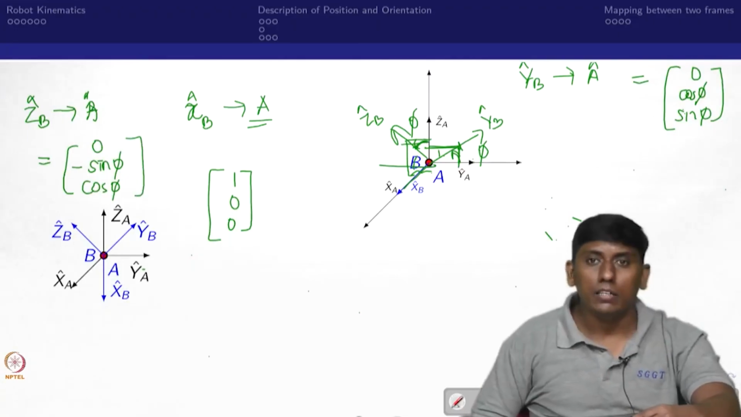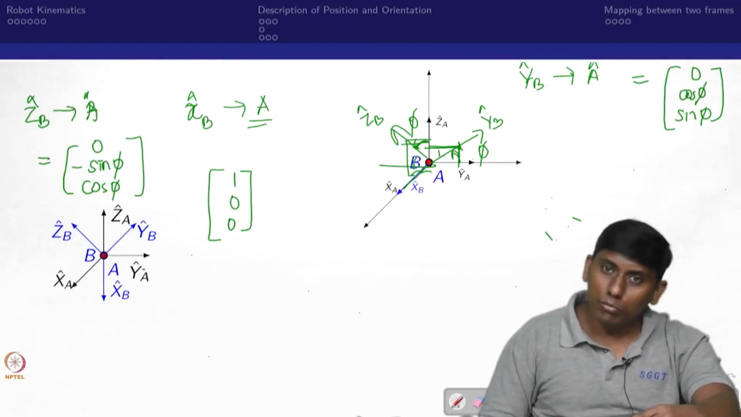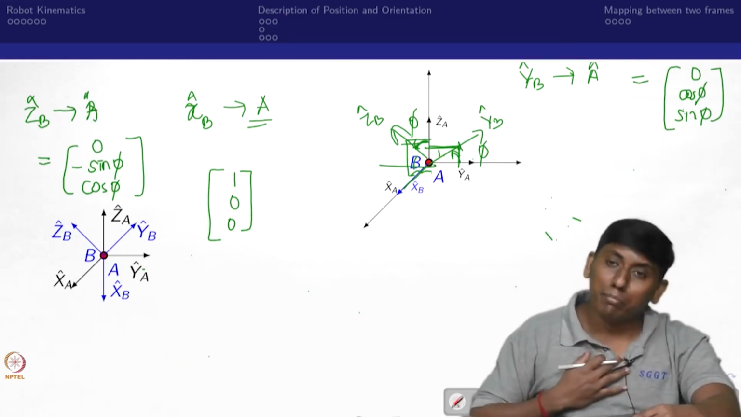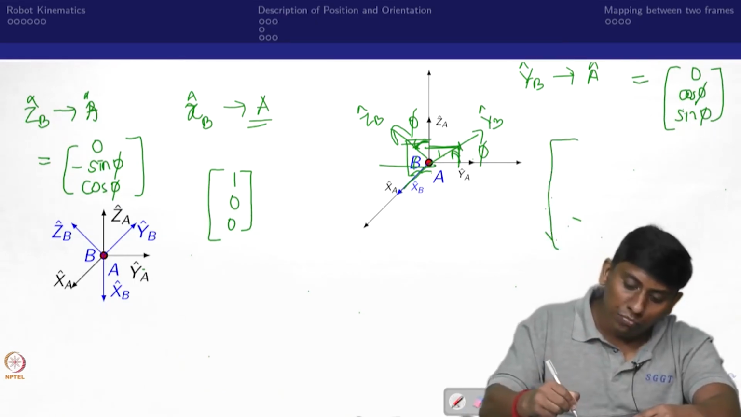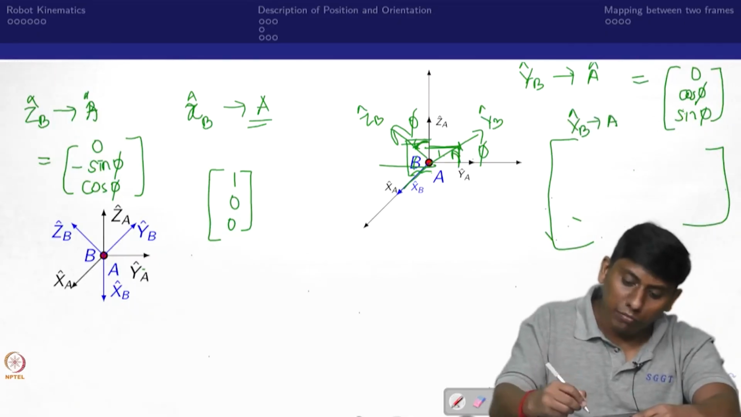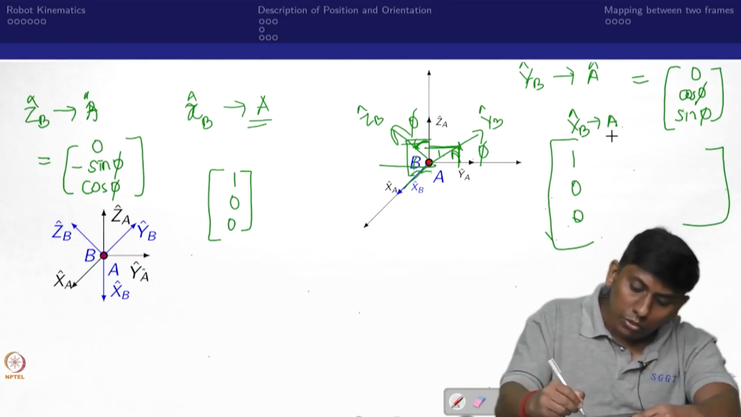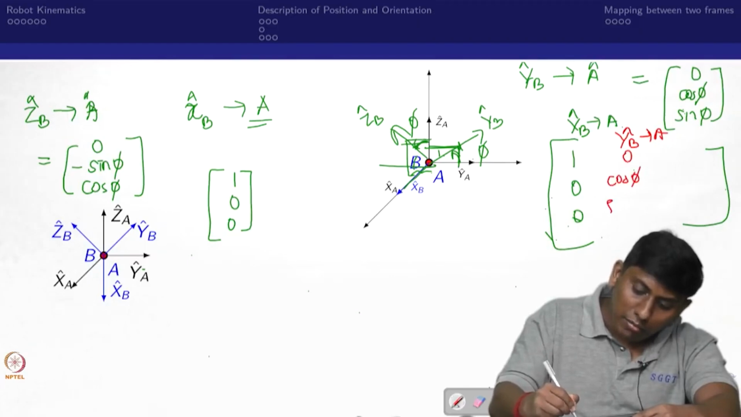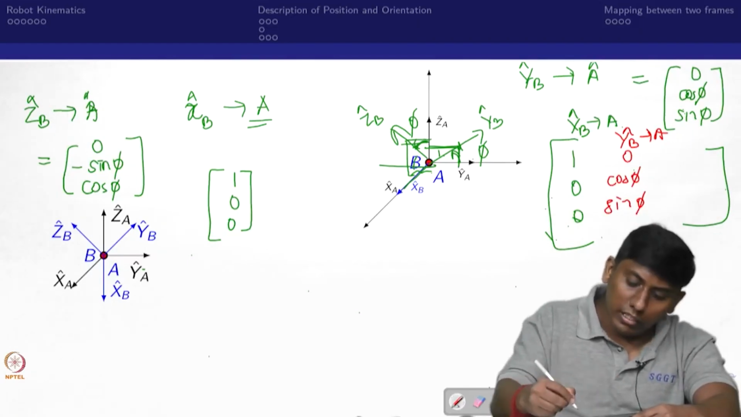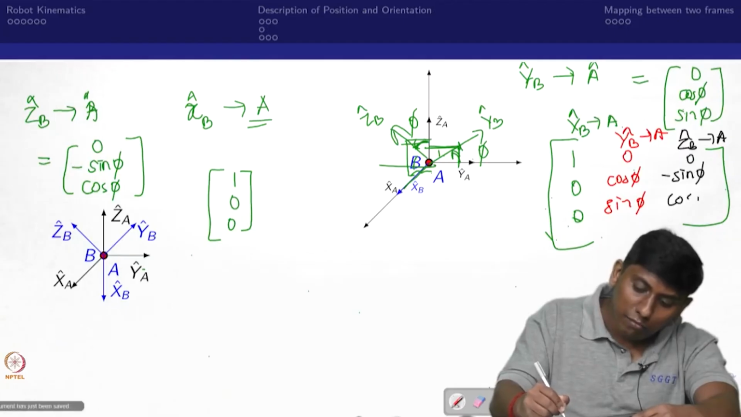So, now what do we get? We get 3 projection vectors which are simple cosines, right. In that sense, these are direction cosines. So, now can I merge these 3 unit vectors? Yes, I can. So, this is the XB unit vector projected on A, which gives 1 0 0. Okay. Then YB, the YB unit vector projected on A, gives 0 cos phi sin phi, right. The third is the ZB unit vector projected on the A frame, which gives 0 minus sin phi and cos phi.